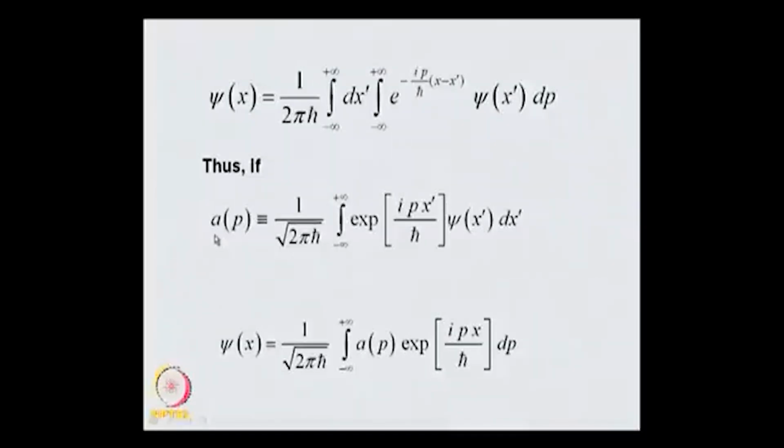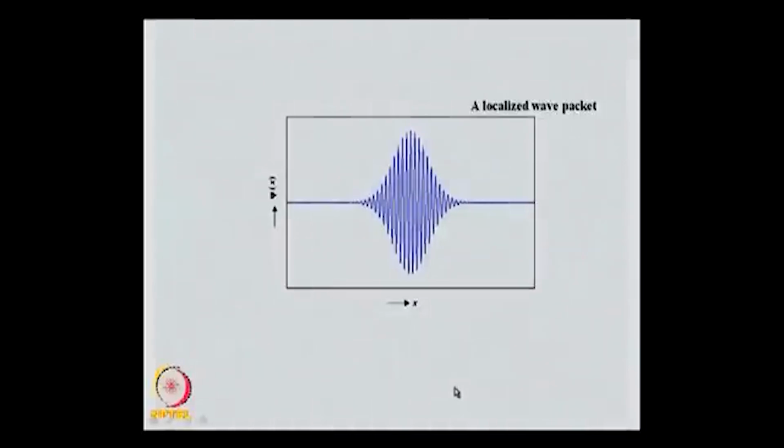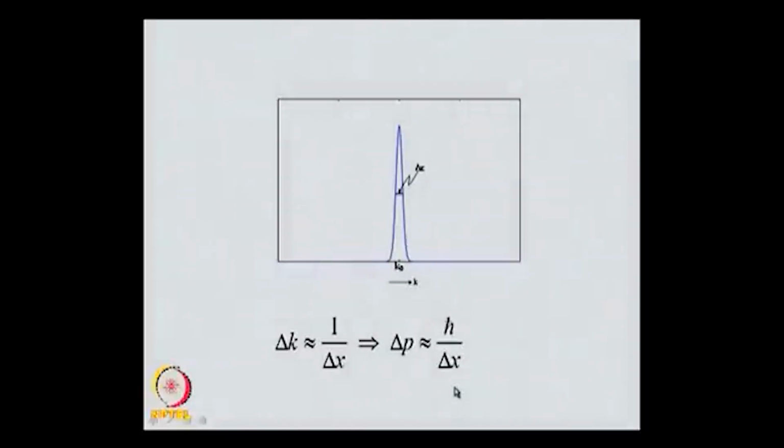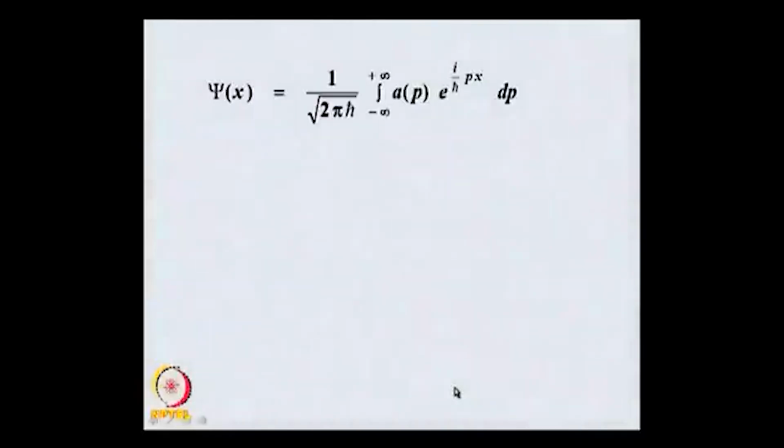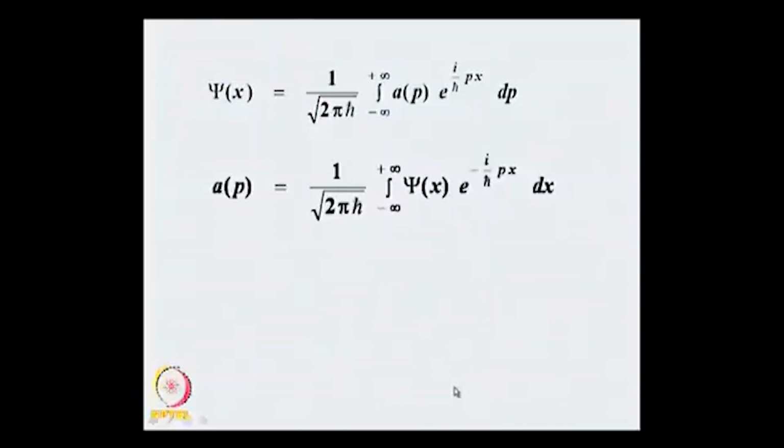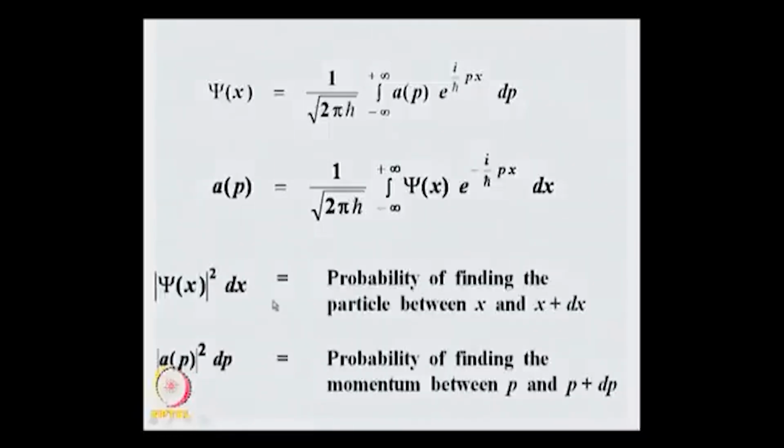So, this we had discussed earlier. If A of p is given by this, then its Fourier transform is given by this. For a localized wave packet, we have the wave function psi of x, I write it as A of p e to the power of i by h cross p x. Then the inverse Fourier transform is given by this, and because of Parseval's theorem, if this is 1, then this integral is also equal to 1.